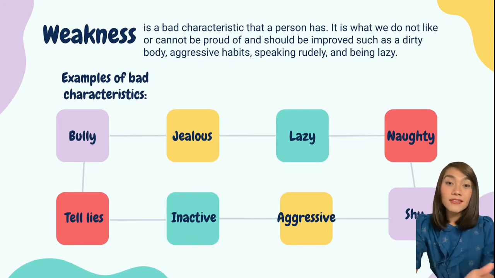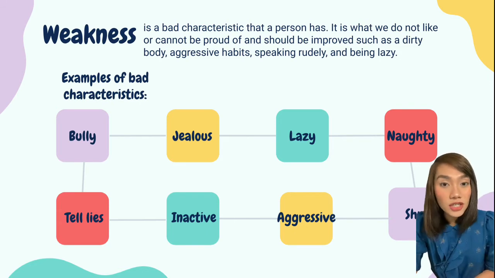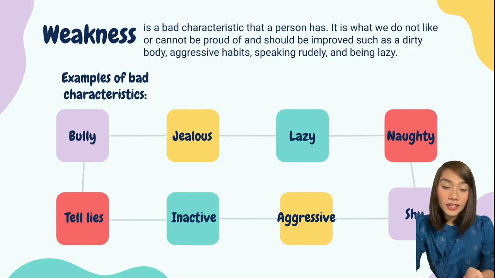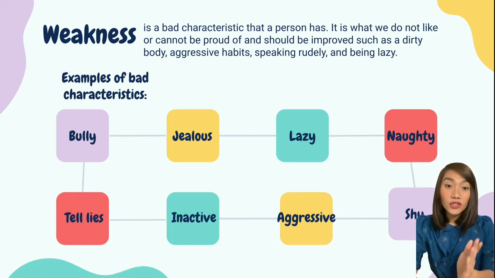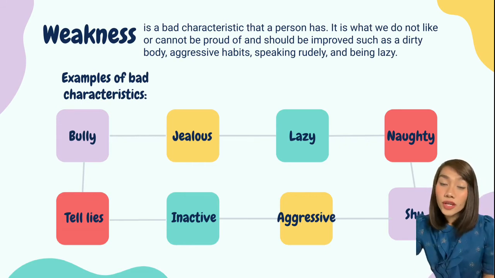Now, these are the negative things that we should not follow and that we should not do. Let's have the definition of weakness first. Weakness is a bad characteristic that a person has. When we say bad, it is not good. It is what we do not like or cannot be proud of and should be improved, such as a dirty body, aggressive habits, speaking rudely, and being lazy. These are the characteristics that a student should not possess or should not follow.